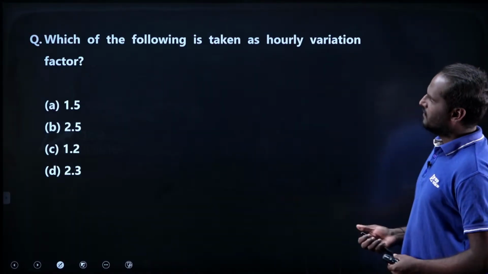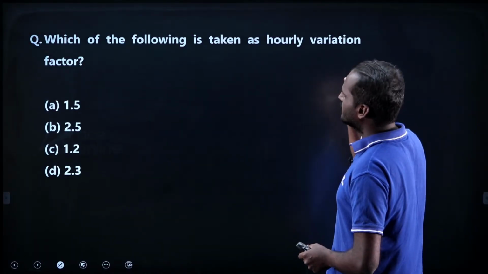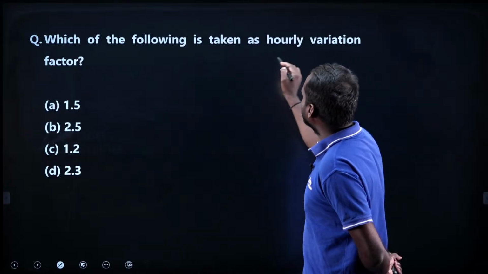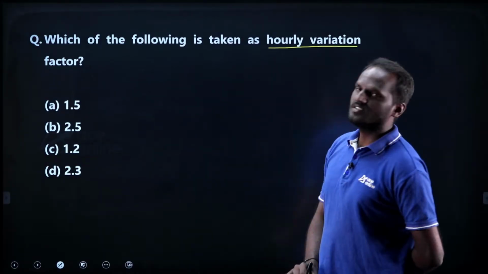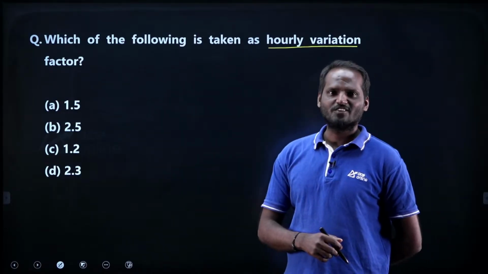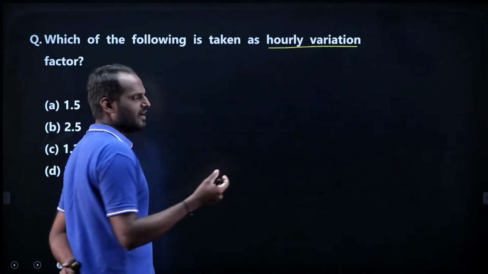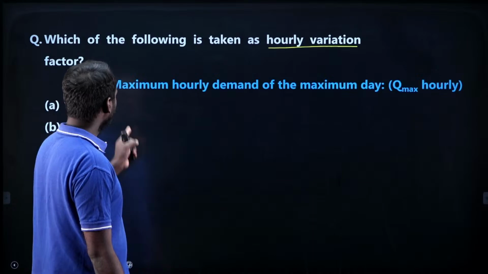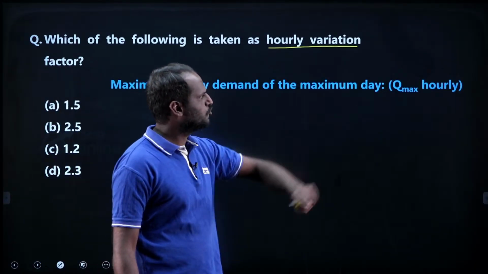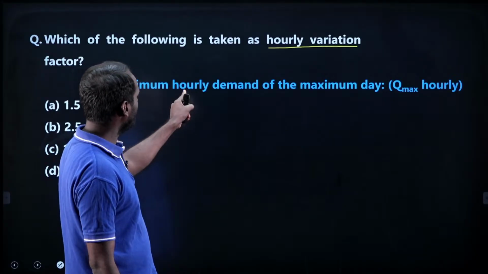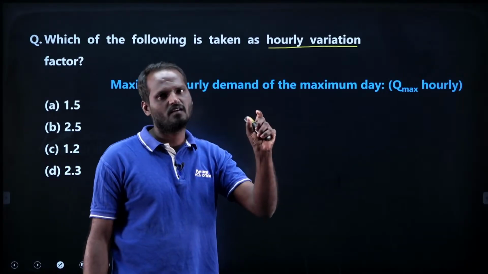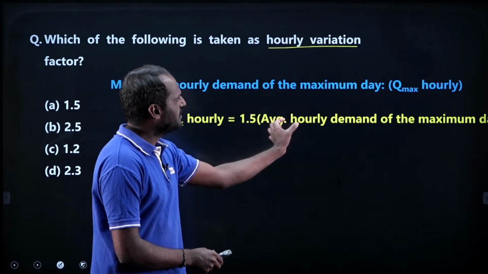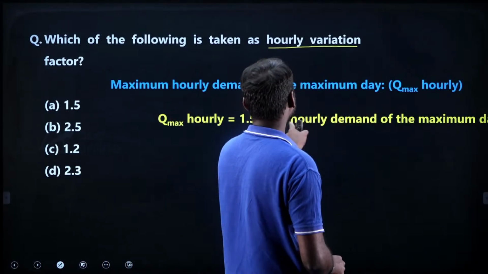Okay, the next one: which of the following is taken as hourly variation factor? Here you must be very careful, don't be in a hurry to answer these kinds of questions, okay? Which is the hourly variation factor? There is no 2.7 in your options, right? You may think hourly demand is 2.7 Q, but he is asking for the hourly variation factor. See, all of you know the maximum daily demand of the maximum day is Q max. The maximum hourly demand of the maximum day is what? Q max hourly demand. If you decode this, generally it is 1.5 times the average demand of the maximum day.